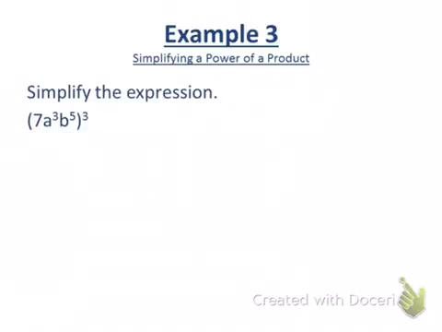Everything inside is being raised to the third power. Every factor inside is being raised to the third power. So this is going to be equal to 7 to the third, which is 343, A to the ninth power, and B to the 15th power. Okay? So 343, A to the ninth, B to the 15th.